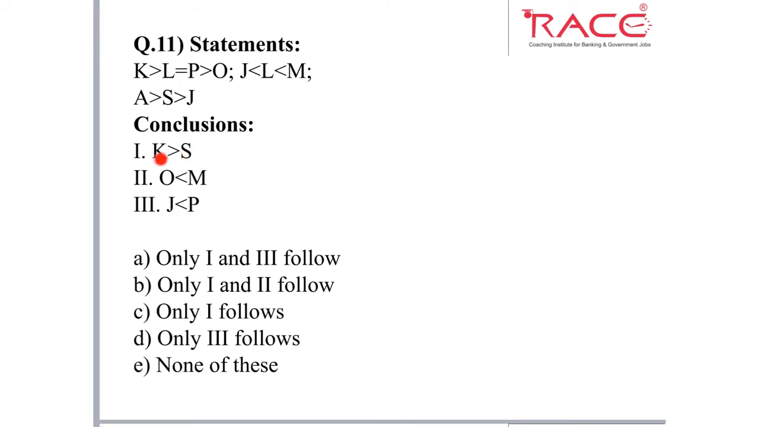So what is our first conclusion? K greater than S. So we will move from S to K. Where is S? Here in the third statement, and where do we have K? In the first statement. So which element connects these? You can say first from S to J, from J to L, from L to K. Okay, so from S to J, initially we have the opposite sign, no need to check.